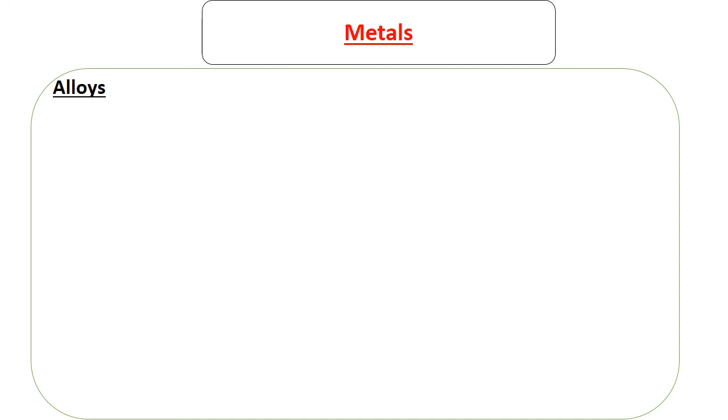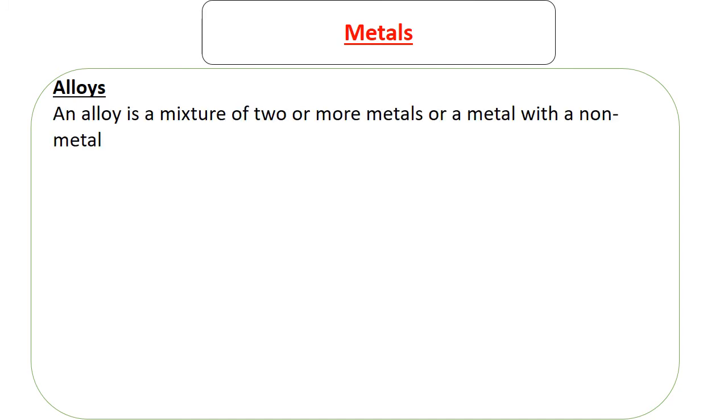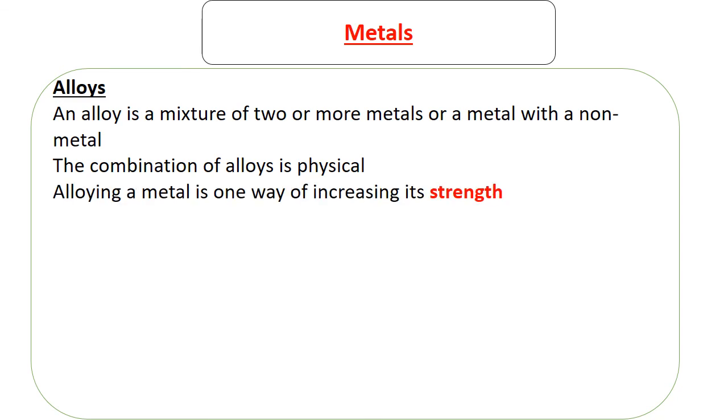Finally, we look at alloys. An alloy is a mixture of 2 or more metals, or a metal with a non-metal. When we get a metal and another metal and mix them, we have something that is a blend of the properties of both metals. It's called an alloy. We can also have a metal and a non-metal. The combination in alloys is not a chemical combination, it's a physical combination. Alloying a metal is one way of increasing its strength.